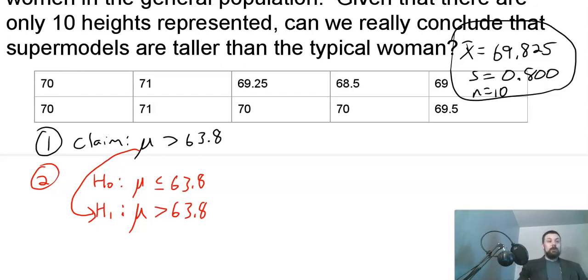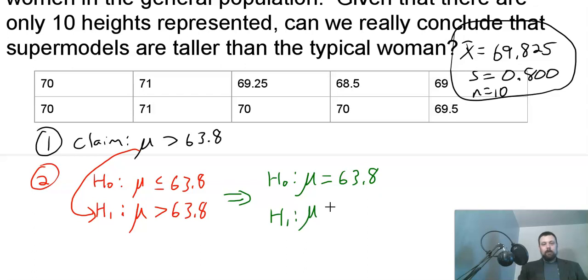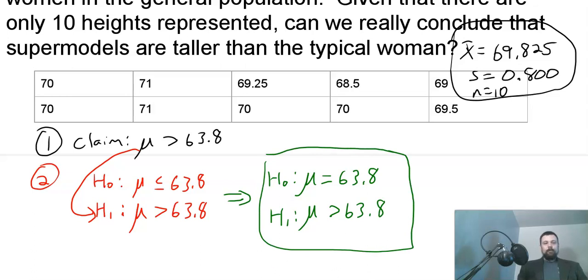Now, this is the traditional formulation of the null and the alternative hypothesis, but the new fashion is to simplify the null to just equals to. And so what you'll want to select as your answer on MyStatLab is, for the null hypothesis, mu equals 63.8, and the alternative hypothesis doesn't change. Right? It's going to be mu is greater than 63.8. So this is the answer that you want to pick.